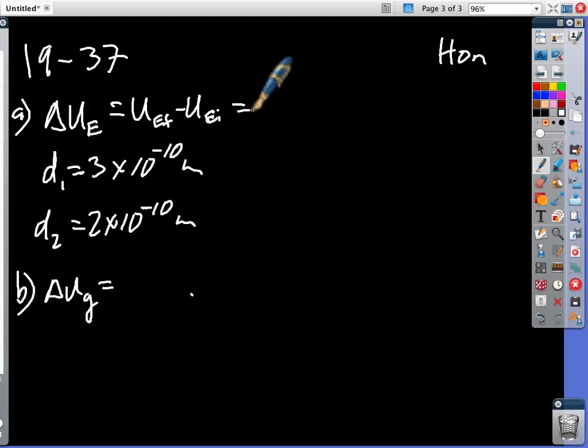The equation for electrical potential energy is of course K Q1 Q2 over R. Now on a side note, where did that come from? Is it on your formula sheet? Yeah, it looks very much like gravitational potential energy, right? Let's look at this. What is the force equation?